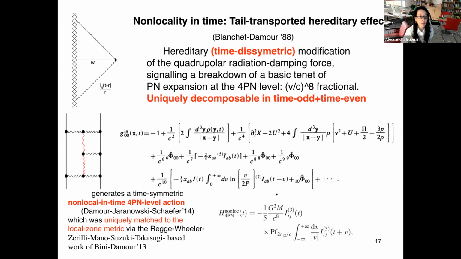Okay, please continue. So at the 4PN level, this gives an explicit term in the Hamiltonian which is non-local in time, which at time t is an integral over all the other times t prime. And if you want the conservative things, you need to integrate both on the past and on the future, so that it is really an action. Because it has a logarithmic divergence at v equals 0, when this was done at the beginning, there was just an ambiguity of one constant in regularizing this log. And this constant was first determined, oops.